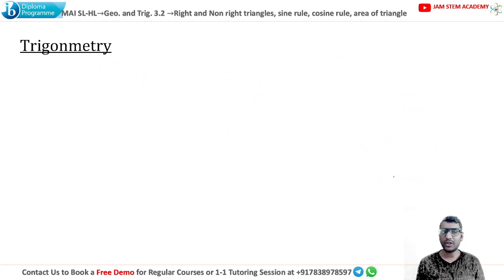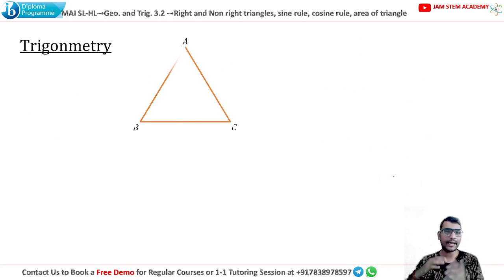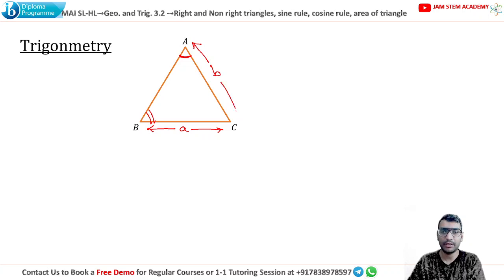Now let's talk about the trigonometric ratios in a non right angled triangle. So consider a triangle ABC. Let me tell you the nomenclature. The side opposite to angle A, which is the BC side, is represented by small a. The side opposite to angle B, which is the AC side length, is represented by small b. The side opposite to this angle C is represented by the letter small c.